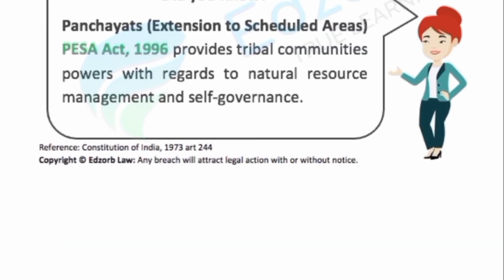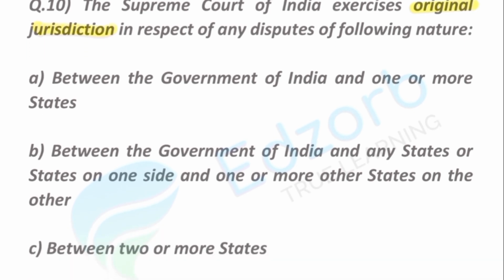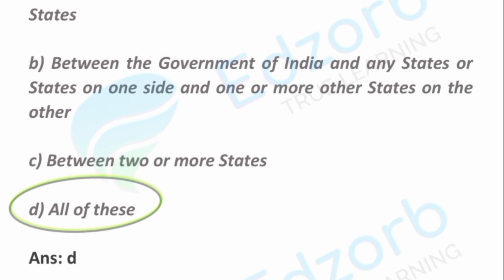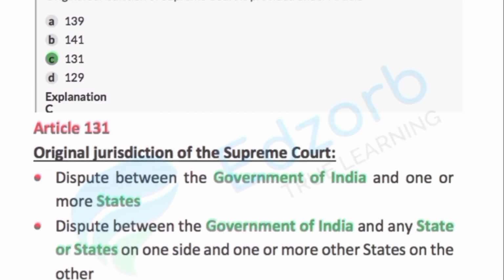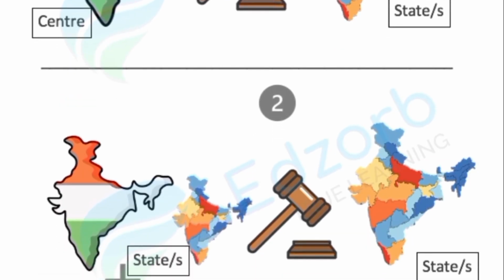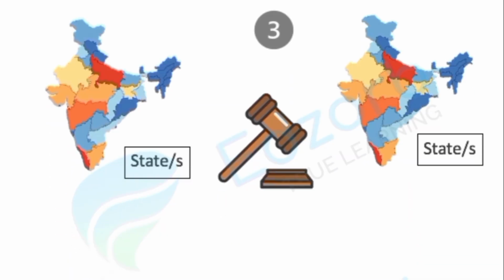Moving further ahead towards the last question from Constitution set, which is the 10th question, regarding the exercise of original jurisdiction of the Supreme Court of India. Now you could have easily gone through these options and taken the correct answer, which is D, and it pertains directly to Article 131 of the Constitution of India. However, we would like you to have a look at this interesting depiction of the original jurisdiction. So it is concerning disputes between the center and states, the center with states against other states, and states versus states.